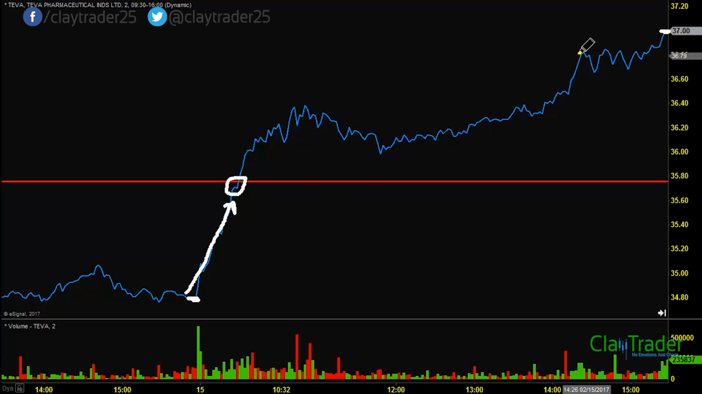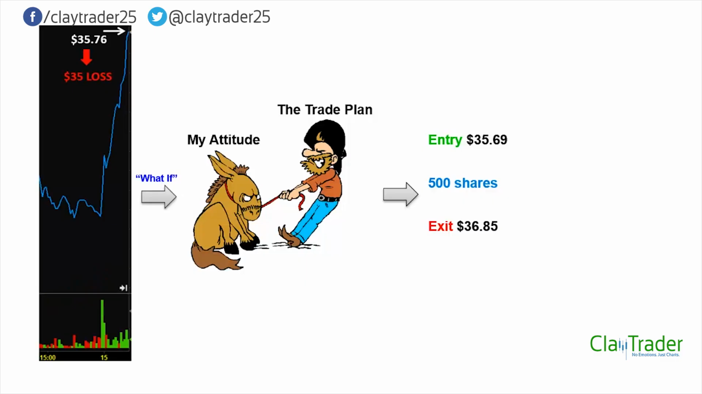But let's just say that I would have originally probably gotten out right there. I'll give myself a little bit of grace. I'm not going to sit here and say that I would have sold the exact top, but we'll just say 36.85 is where I eventually would have capitulated and gotten out of the trade. To quickly recap, within our game of what if, I got in at 35.69. That's nothing new. I had the 500 shares, nothing new.